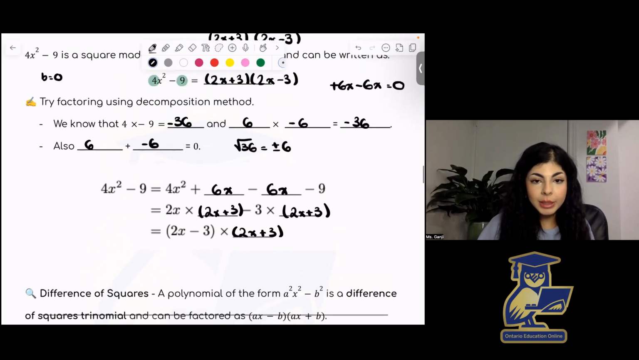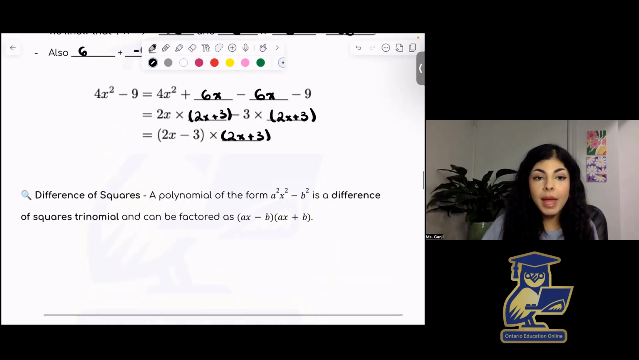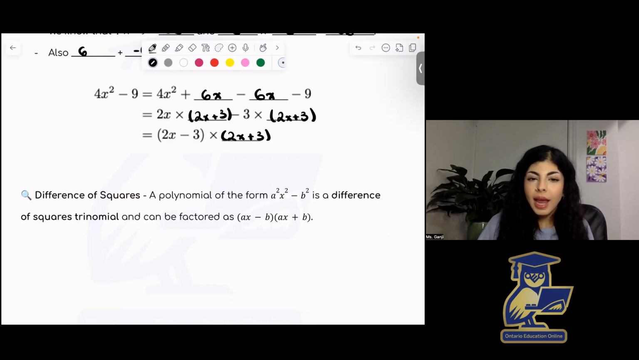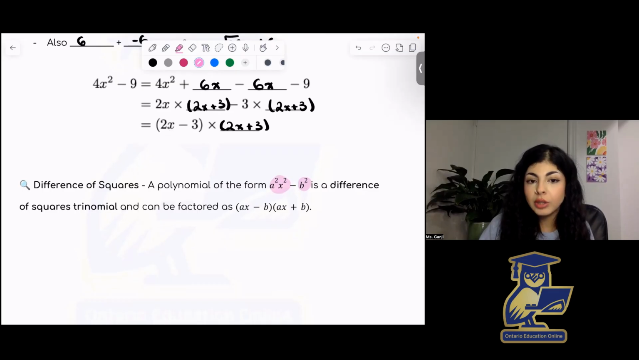This is our second special kind of quadratic, and this is a polynomial of the form a squared x squared minus b squared, and it's called a difference of squares. And I hope you can see why it's called that, because the first term, a squared x squared, is a perfect square, and b squared is also a perfect square. So these two are a difference of two squares. And when we factor them, we need to know what the square roots were, so essentially a and b, and we can write it as ax minus b and ax plus b.